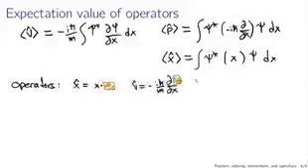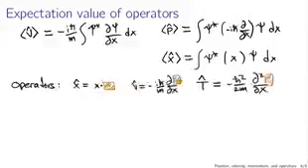Another example of an operator is the kinetic energy operator. Usually that's written as T, and that's minus h bar squared over 2m. You can think of it as the momentum operator squared. It's got a second derivative with respect to x. And again, there very obviously has to be something that goes there.